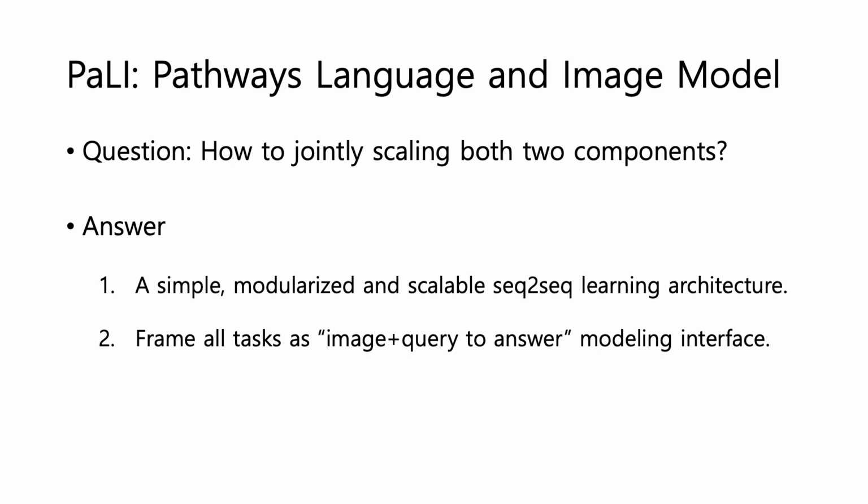First, we propose a simple, modularized and scalable sequence-to-sequence learning architecture. This architecture has balanced parameter share between the language and vision components. Also, this architecture is appropriate to use large unimodal backbones. Second, we frame all tasks, including vision only, language only, and vision-language, as an image plus query to answer string modeling interface. This makes the model capitalize on transfer learning across tasks. Also, it makes the model not forget its pre-trained rich knowledge from the unimodal backbone.